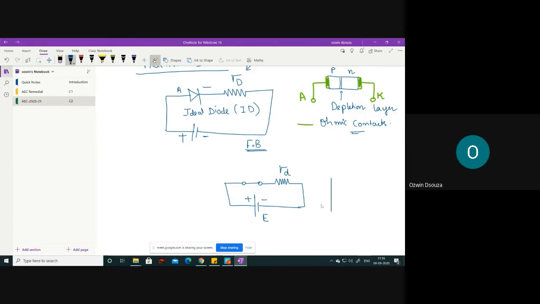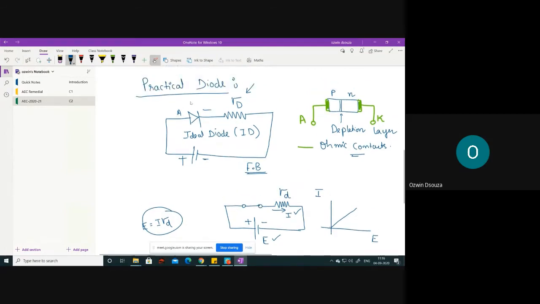And if you were to plot the response of the circuit, that is E versus, let's say, I, what kind of response will you get? If I were to plot the variation in E with respect to the variation in I, what kind of response will I get? This is my equation, right? E is equal to I into RD. So what kind of response will I get? A linear response.